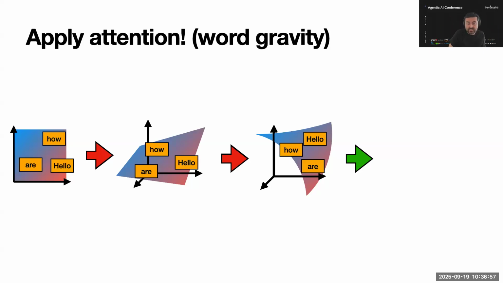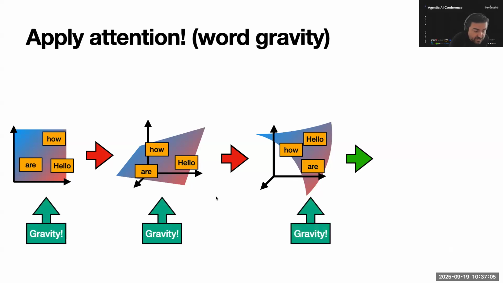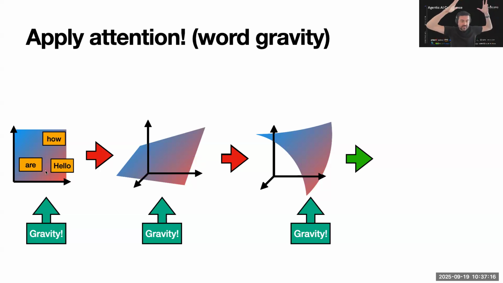We need to get better. So what do we do? To join these things in a sentence, here's where the magic happens. We use the gravity analogy. Do you remember the word gravity? So in each one of the layers of the neural network, we're going to use gravity. So here's what we do. We say, hello, how, are, and we put them in our embedding just randomly. And we apply word gravity. So we make them gravitate towards each other the way we learned before.